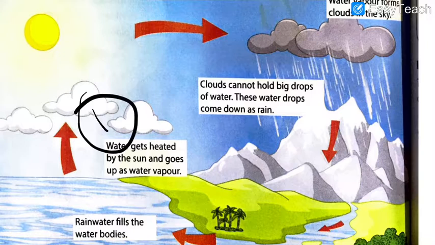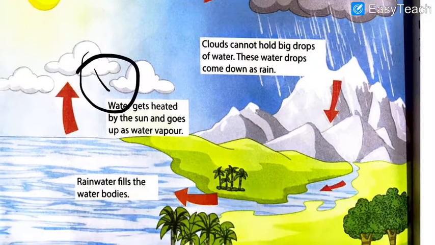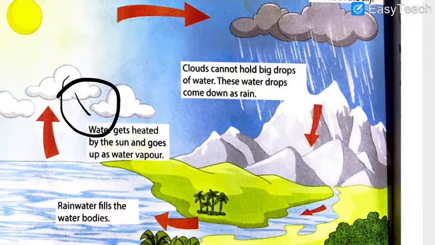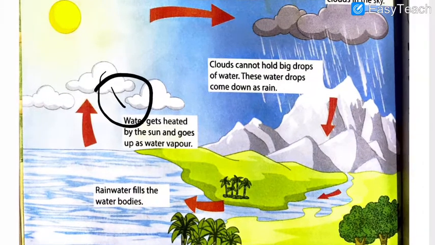Now after the rainfall happens, again the ponds and lakes and the different water bodies are filled up full with water, and again this process happens. So this is called the water cycle. Now you can clearly see in this diagram, everything is labeled very clearly. You can see that the water gets heated by the sun and goes up as water vapor. This is the first step we can see. Then in the next step we can see that clouds cannot hold the big drops of water. These water drops come down as rain.